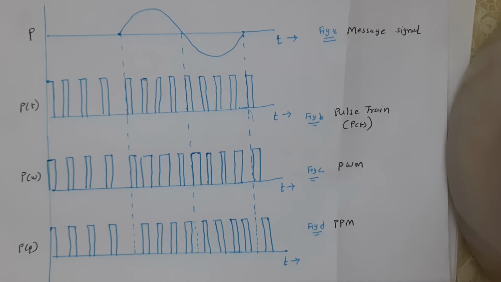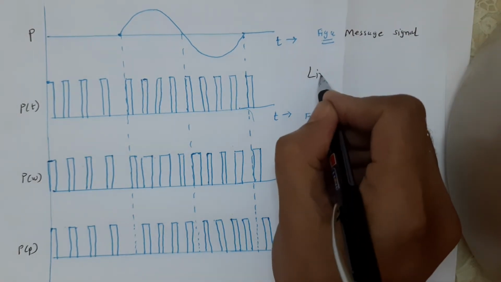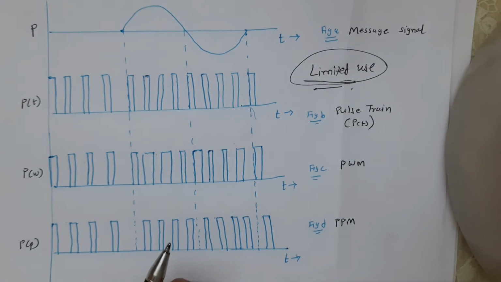indirect way of storing message information as in pulse width modulation, and also the randomness involved in the position modification. Hence, PPM is of theoretical interest only and has limited use in the signal processing and communication field.